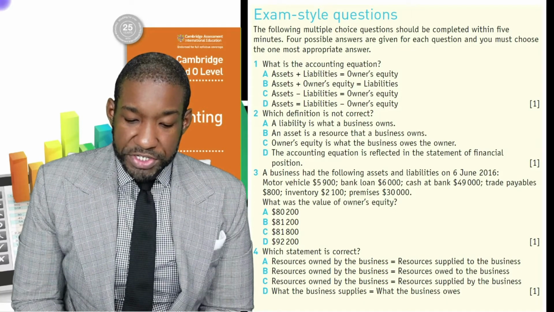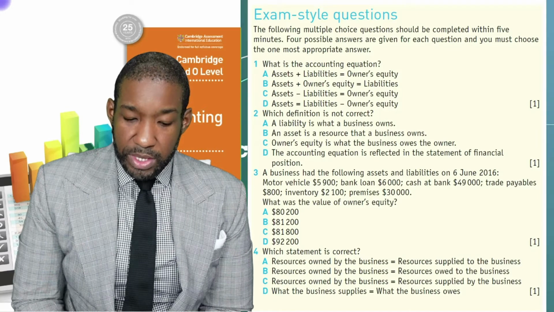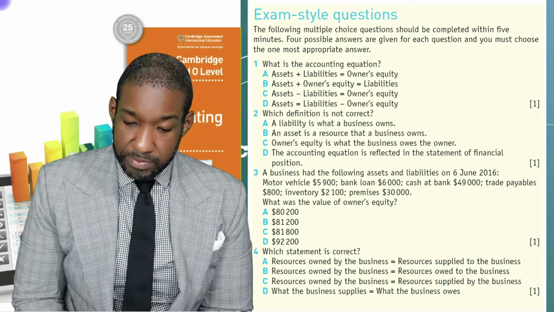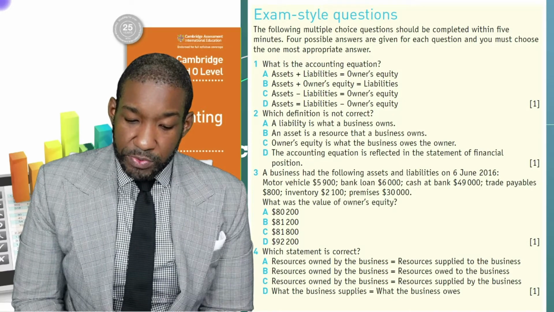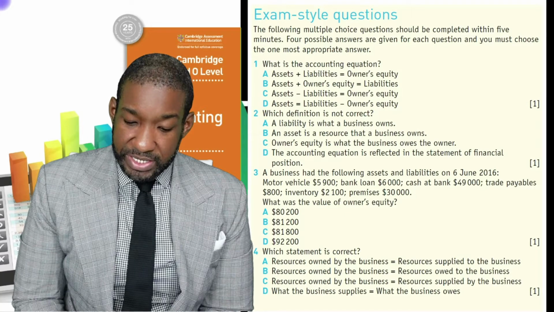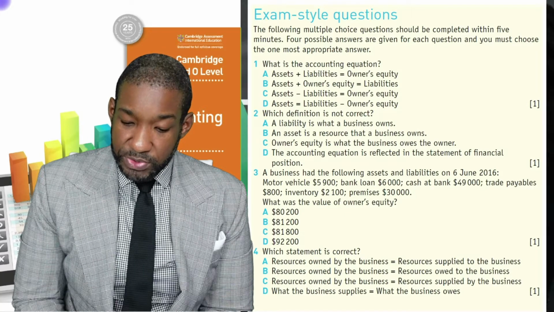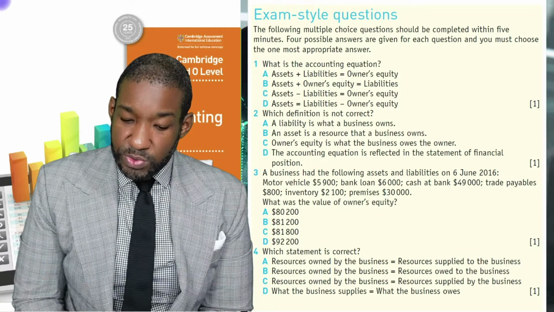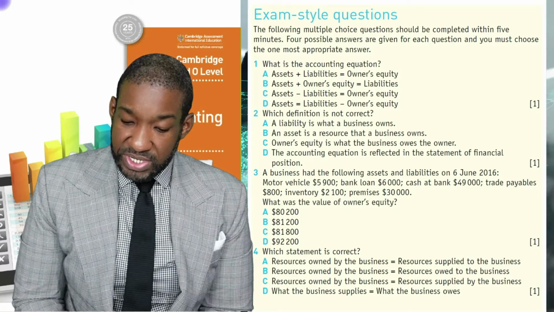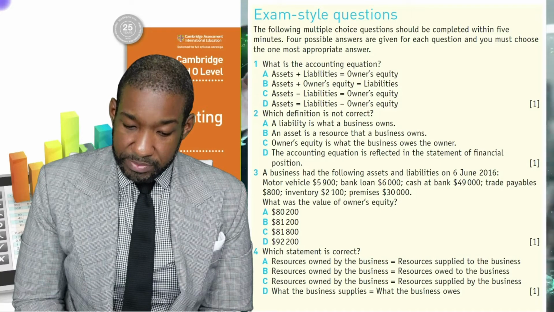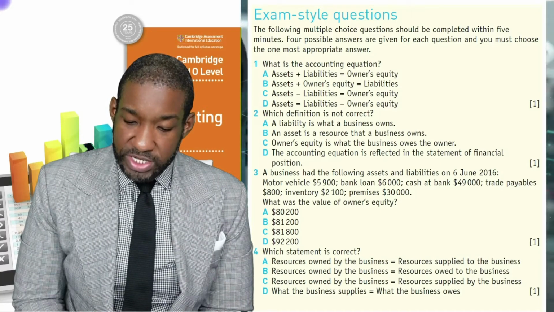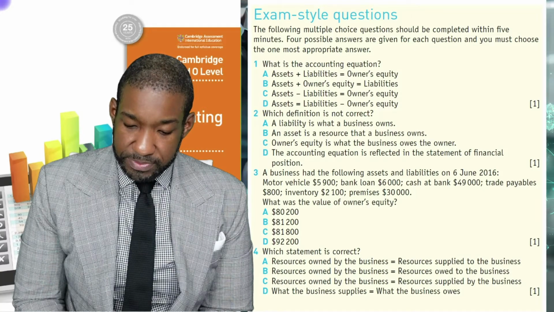Number 4, which statement is correct? A, resources owned by the business equals resources supplied to the business. B, resources owned by the business equals resources owed to the business. C, resources owned by the business equals resources supplied by the business. D, what the business supplies equals what the business owes.